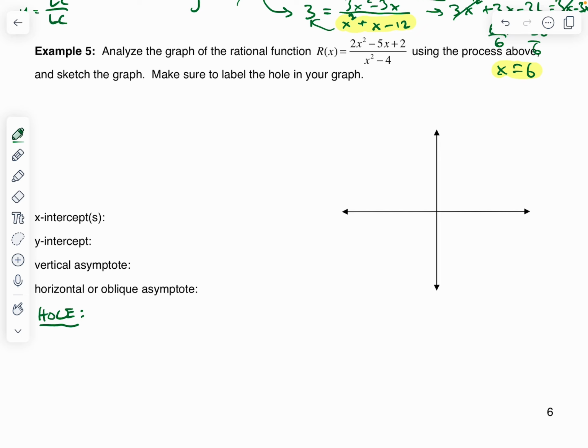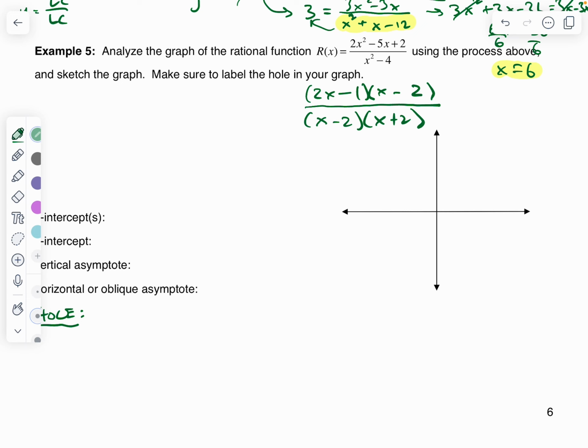We factor and cancel. So the numerator, if you do trial and error or split the middle or the AC method, whatever you want to call it, you should get 2x, x, and this will be a 2 and a 1. These will both be negative. So those are your factors for the numerator. By the way, if you're struggling factoring, again, we're going to be factoring a lot for this next assessment, so you want to make sure that you're comfortable with all the different techniques that we've reviewed for factoring this semester. Anyway, denominator is difference of squares, so that's x minus 2, x plus 2.